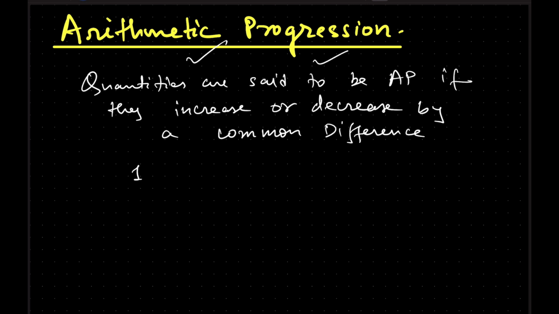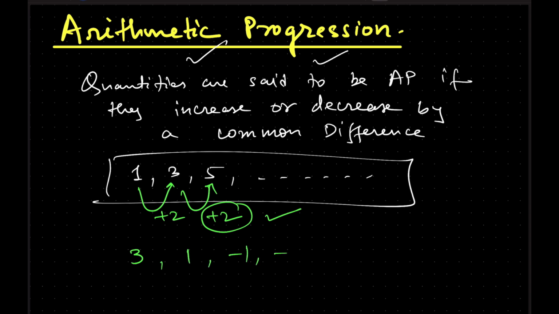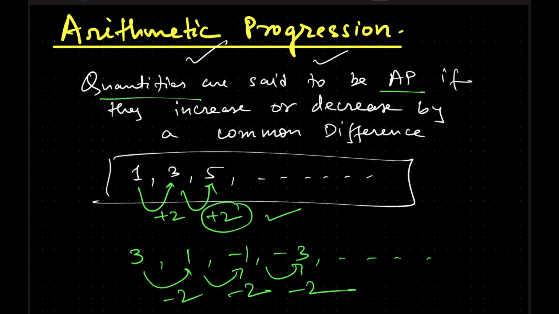Suppose a series 1, 3, 5 and so on. Here you can see that after each term it increases by 2. So this is the common difference. Like this, another can be 1, -1, -3 and so on. Here each term is decreasing by 2. So any quantities are said to be in AP if they increase or decrease by a common difference. We will see more about it.